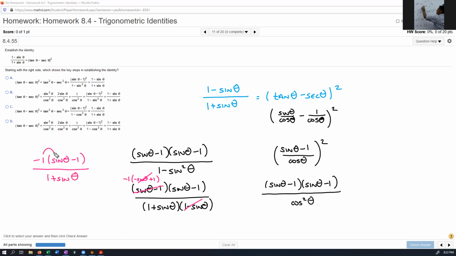And now if I distribute this through, I'll get a negative sine theta and +1. So it's, oh, sorry, I said that wrong. I'll get a negative sine theta and a +1. So I'll have a 1 on top and a minus sine theta. And on the bottom, I still have the 1 plus sine theta. That's the other side. Yeah, that's tricky.